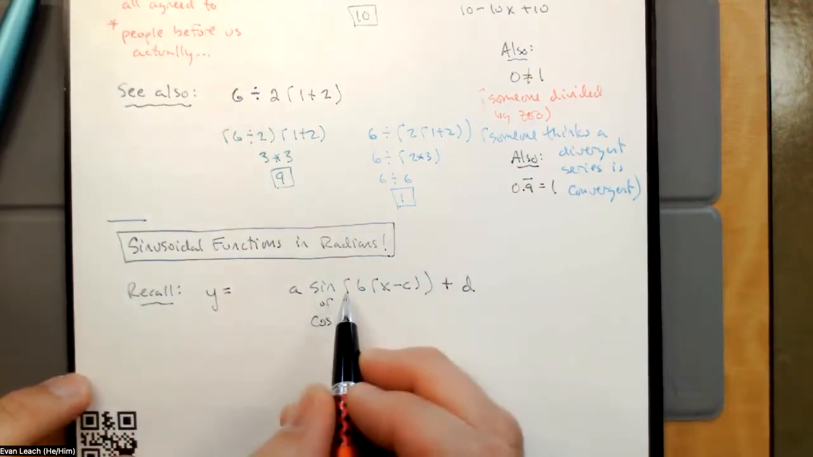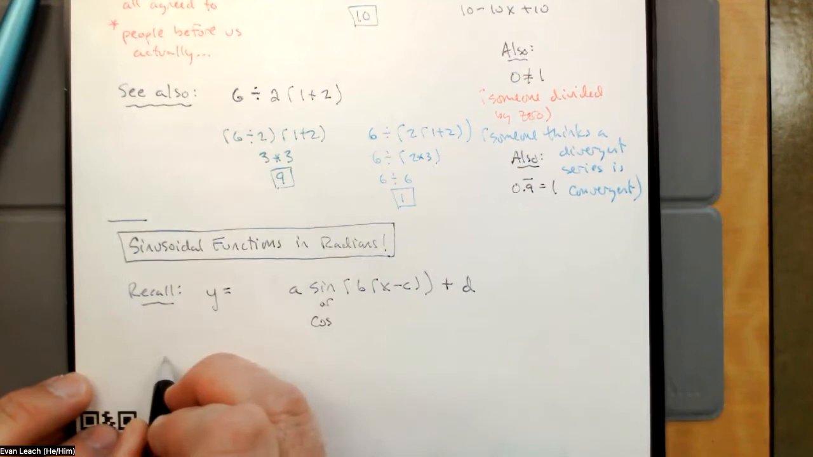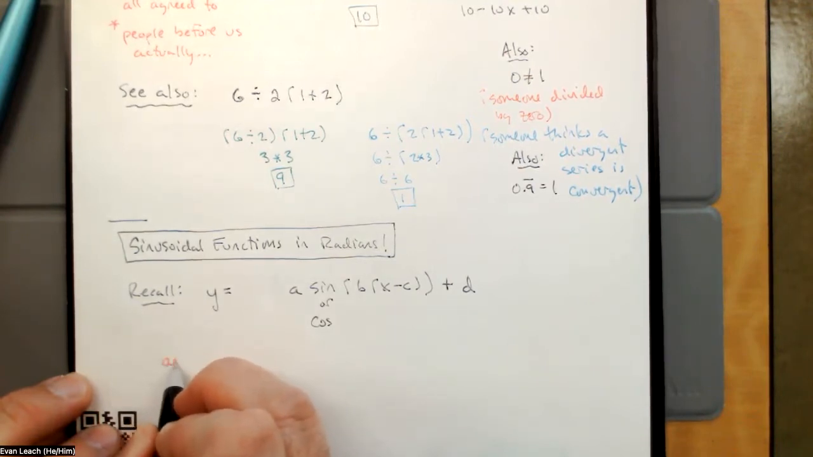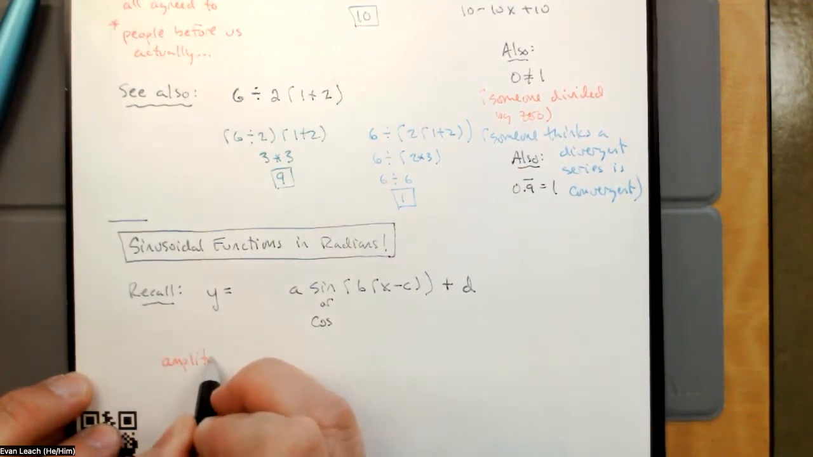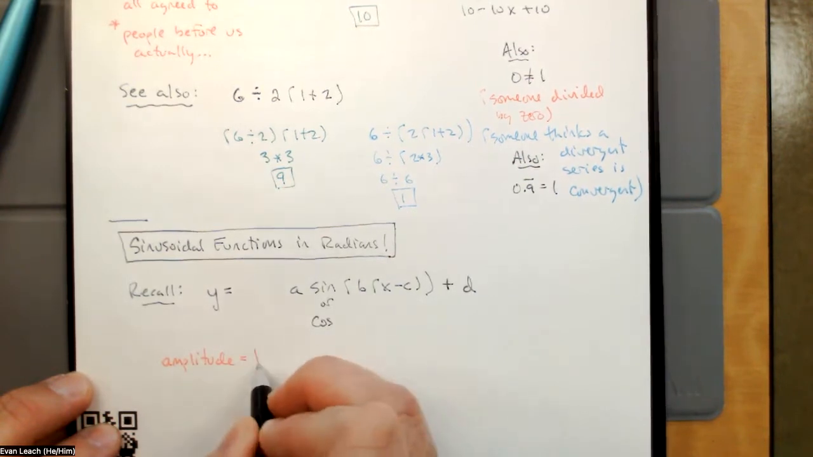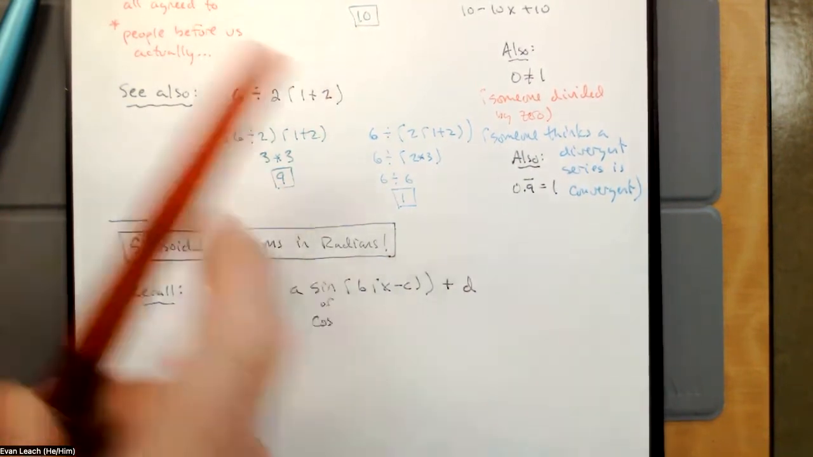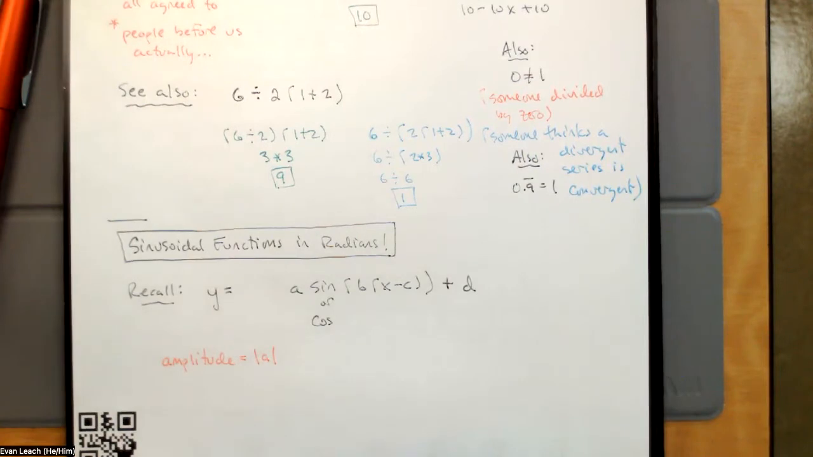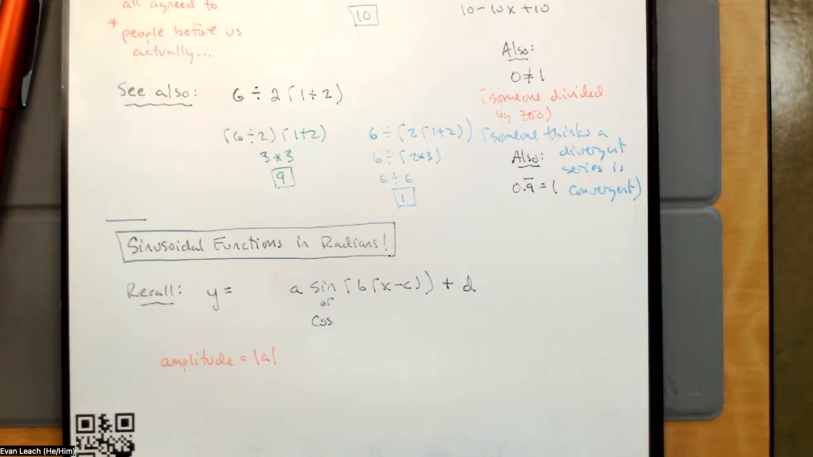The coefficient of the trig function is going to tell us the amplitude. That number might be negative, but that just changes what we think of as the start. So the amplitude is just whatever that number is out in front, the absolute value of that number. That's included by multiplication.